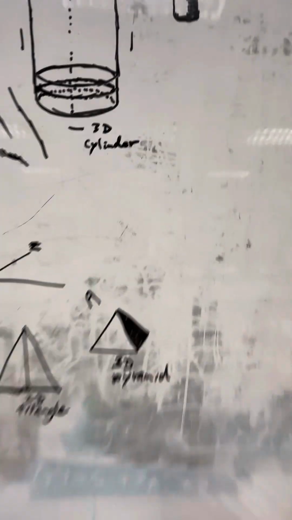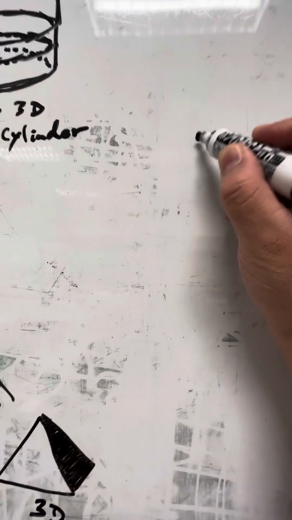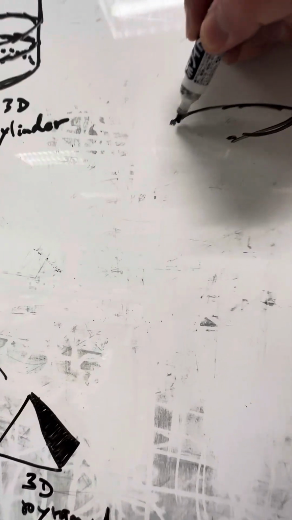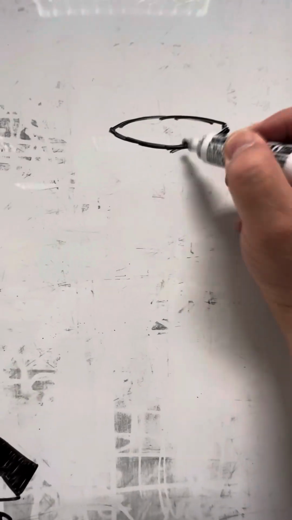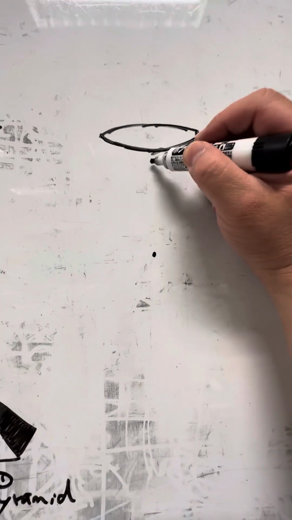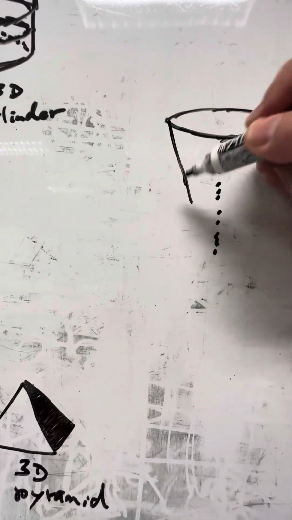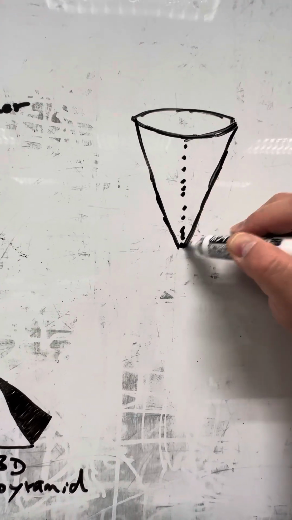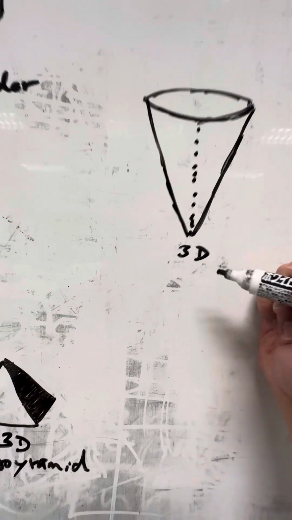Okay, one more shape. It's kind of like a mix between the pyramid and an oval, right? Okay. Can use some guidelines. And it's a cone, okay? It's a cone. And again, cone, it's already in 3D.